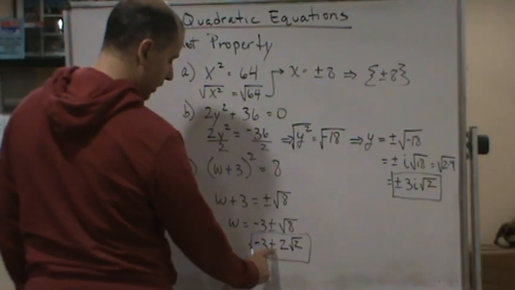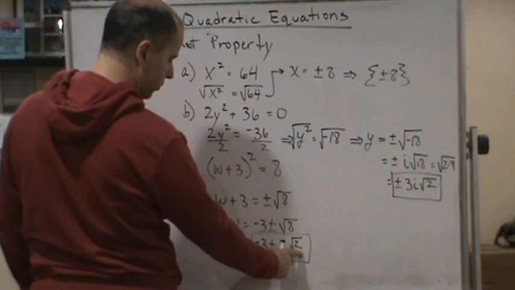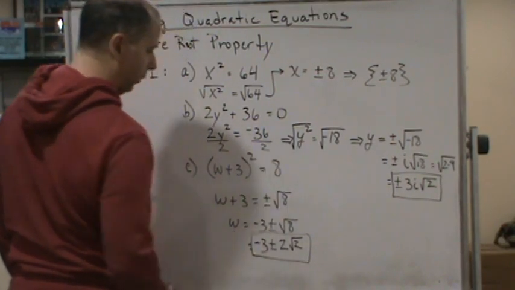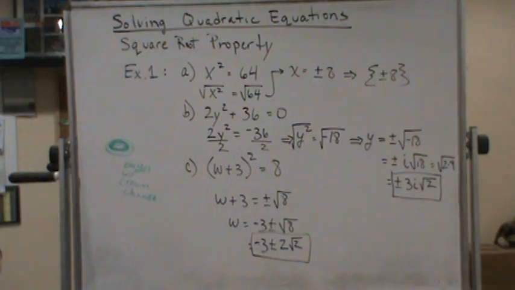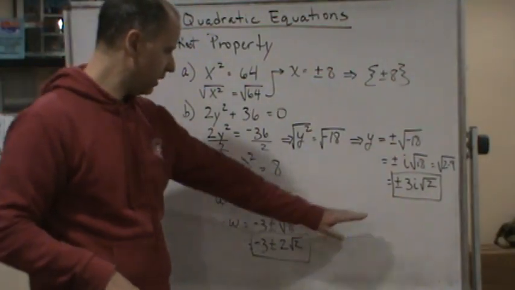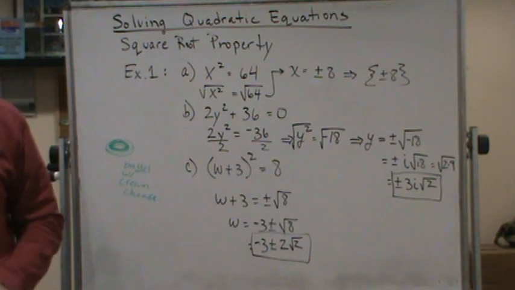Now here's the thing, there's still two solutions here. There's negative 3 plus 2 root 2, and then there's negative 3 minus 2 root 2. Okay? Again, this is just a more concise way of writing it, but just realize that this represents two solutions, this represents two solutions, this one represents two solutions.